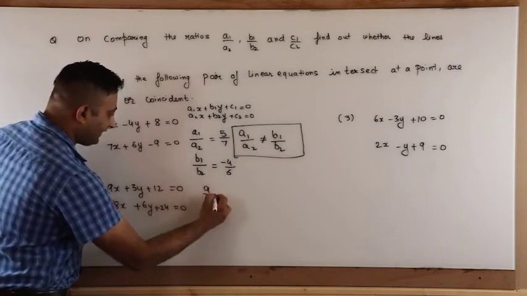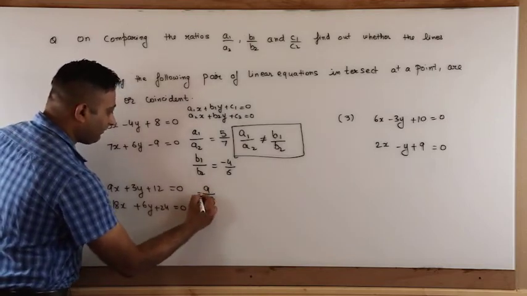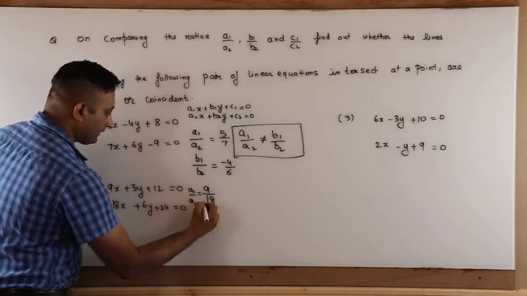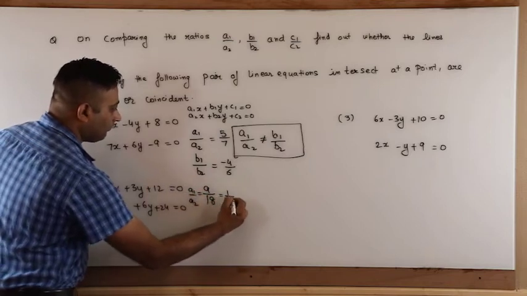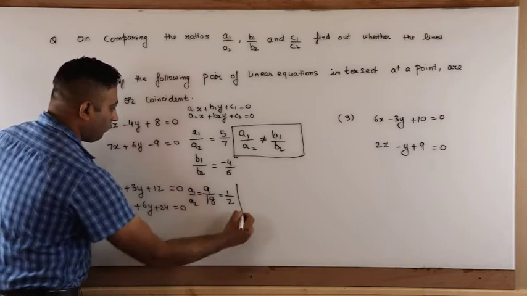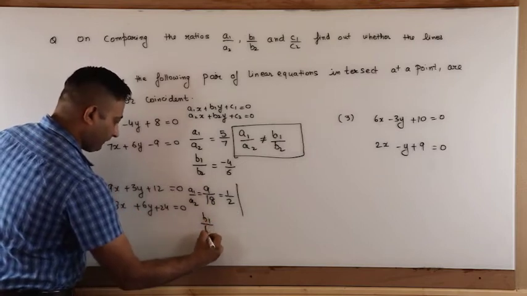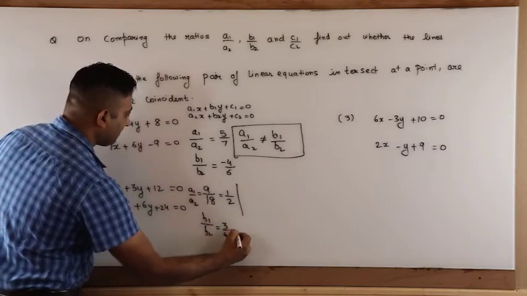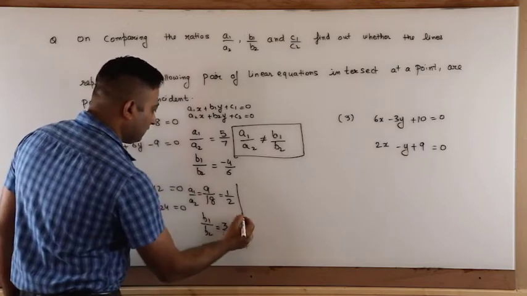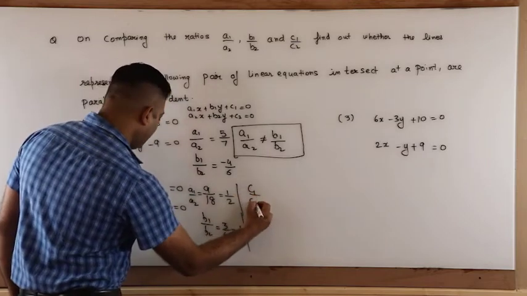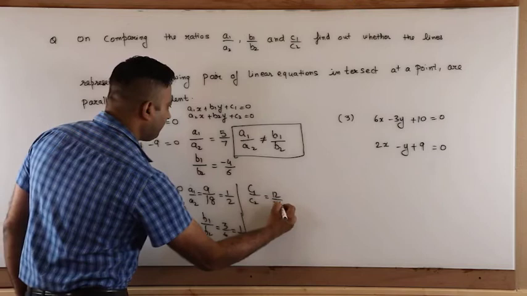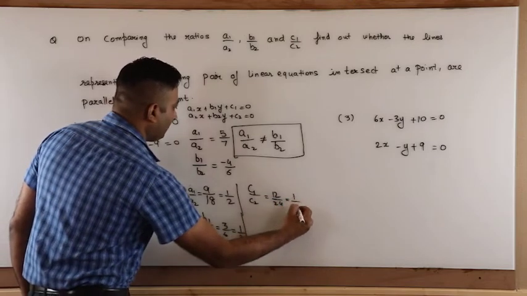In this we can see that 9 by 18 is A1 by A2, which is equal to 1 by 2. Now B1 by B2 is equal to 3 by 6, which is again 1 by 2. Now let us find C1 by C2, which is equal to 12 by 24. It is again 1 by 2.